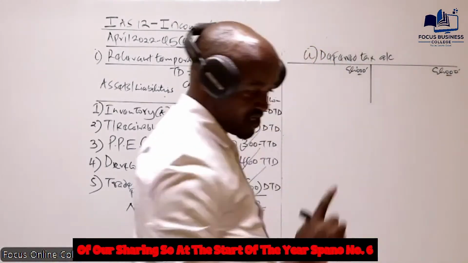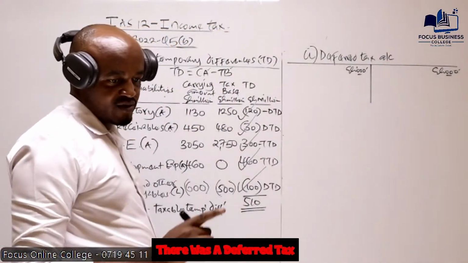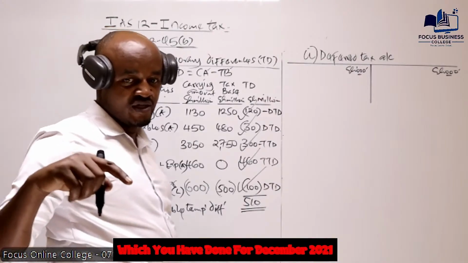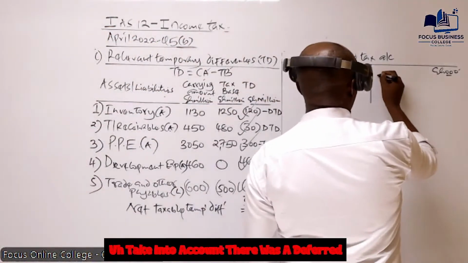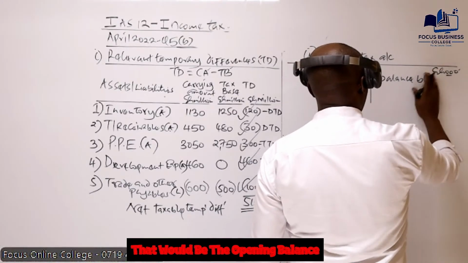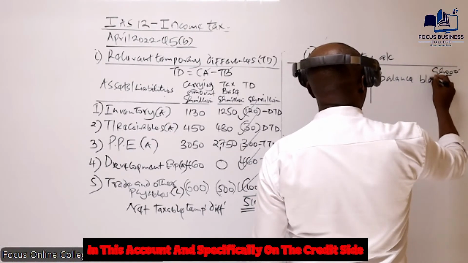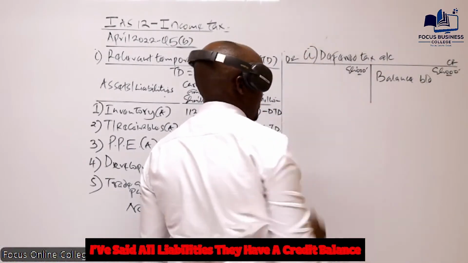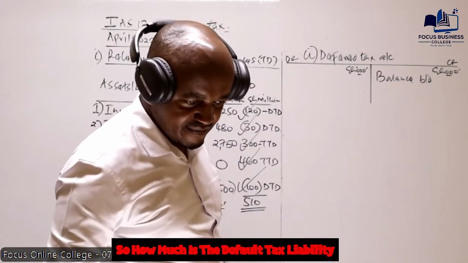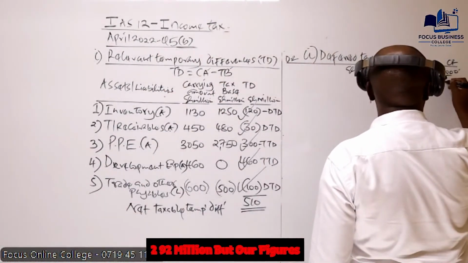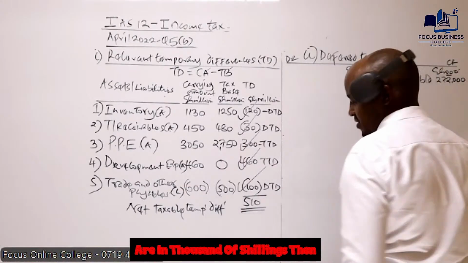So at the start of the year, per note number 6, there was a deferred tax liability. Just like the other question which you have done for December 2021, taking into account there was a deferred tax liability at the start, that will be the opening balance in this account, and specifically on the credit side. I've said all liabilities have a credit balance. So how much is the deferred tax liability? It is basically 292 million, but our figures are in thousands of shillings.